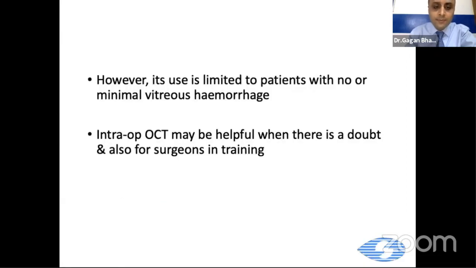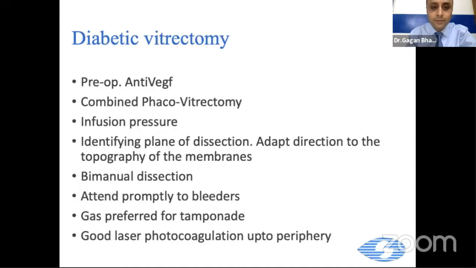However, obviously, swept source preoperative testing is limited to patients with no or minimal vitreous hemorrhage, whereas intraoperative OCT is again a tool which can be helpful in these cases after removing the vitreous hemorrhage.